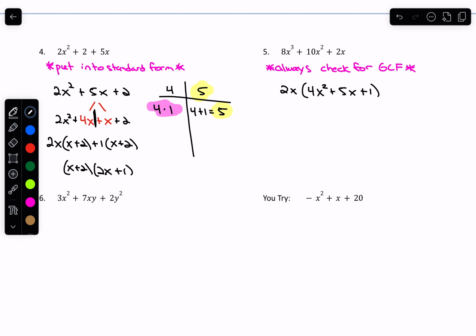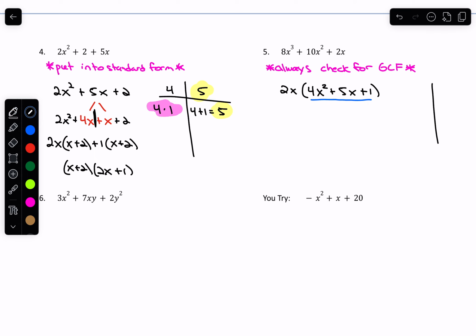In every step I do, though, I'm only focusing on this 4x squared plus 5x plus 1. I'm essentially going to ignore the fact that 2x is there, and I'm going to be rewriting it in every step. It'll be in the front the whole time, but everything I'm doing is going to be focused on the trinomial that we have there.